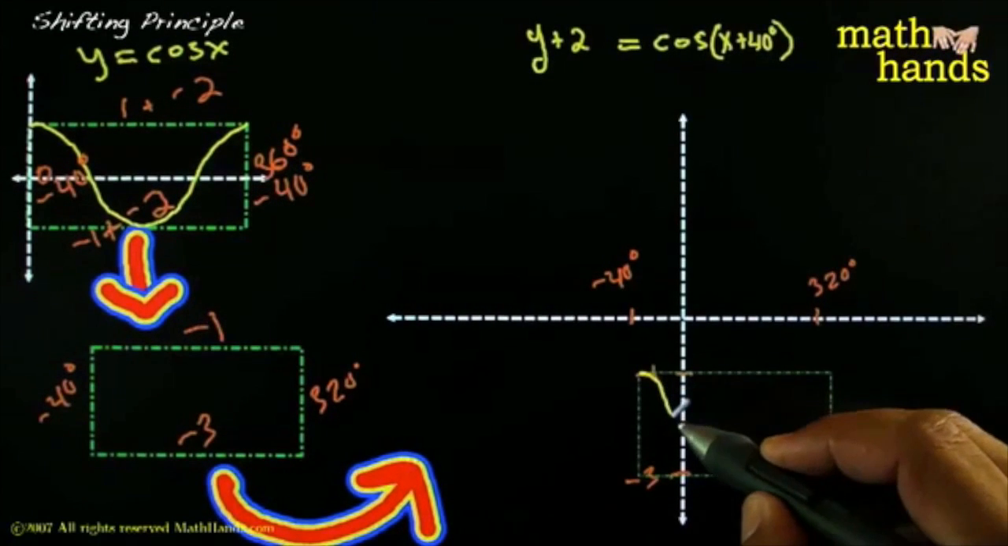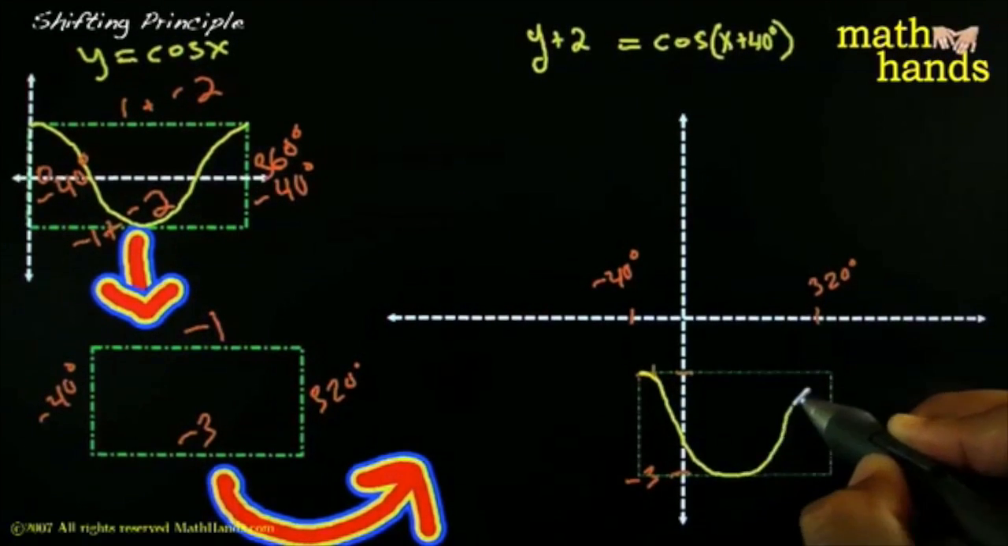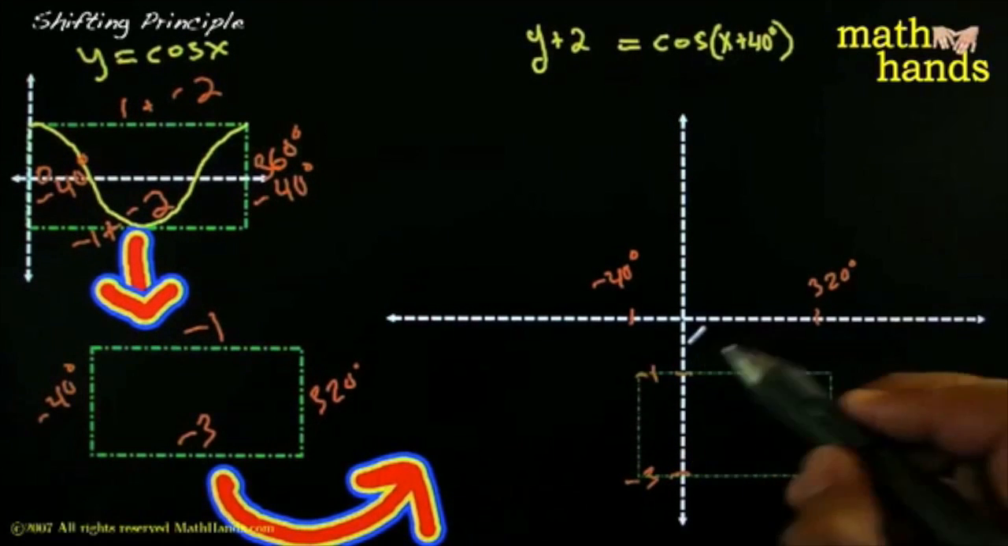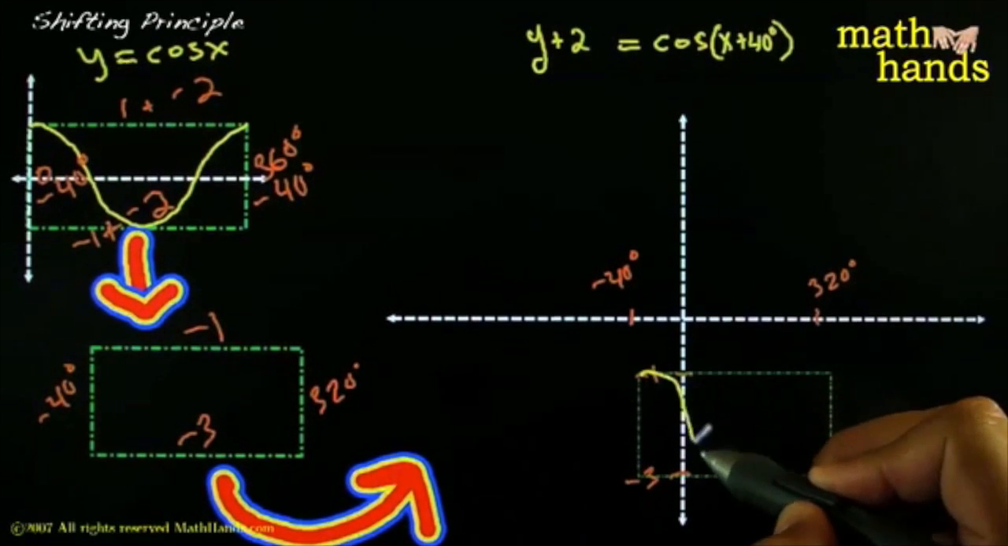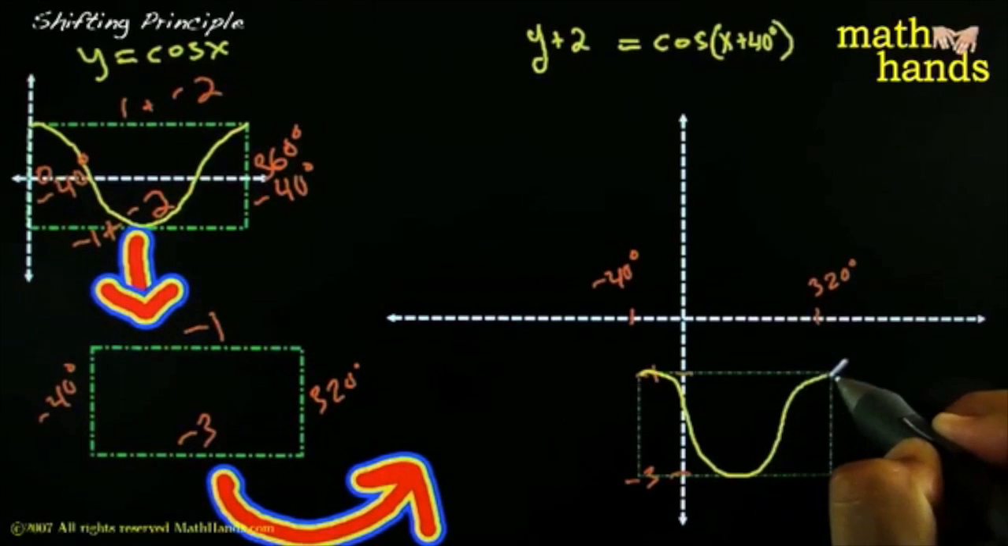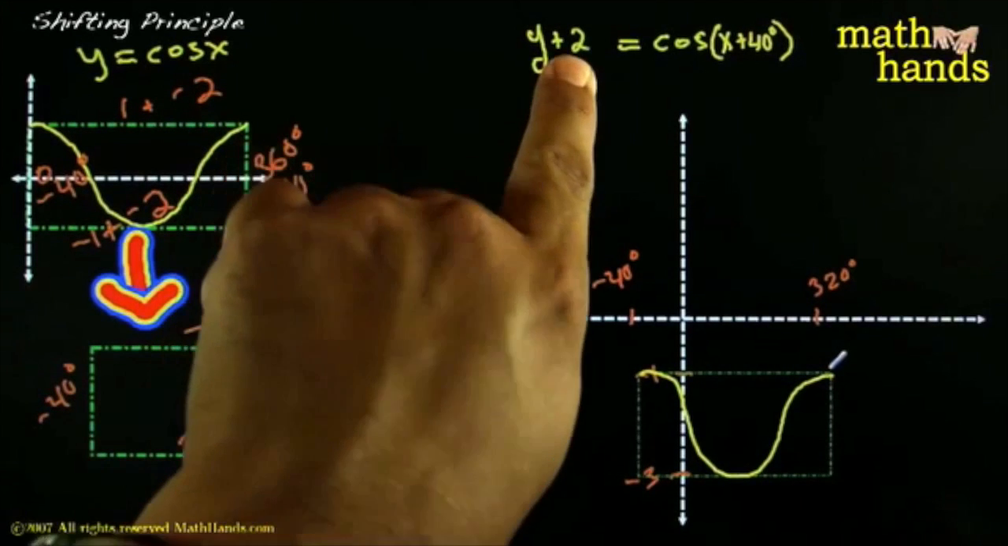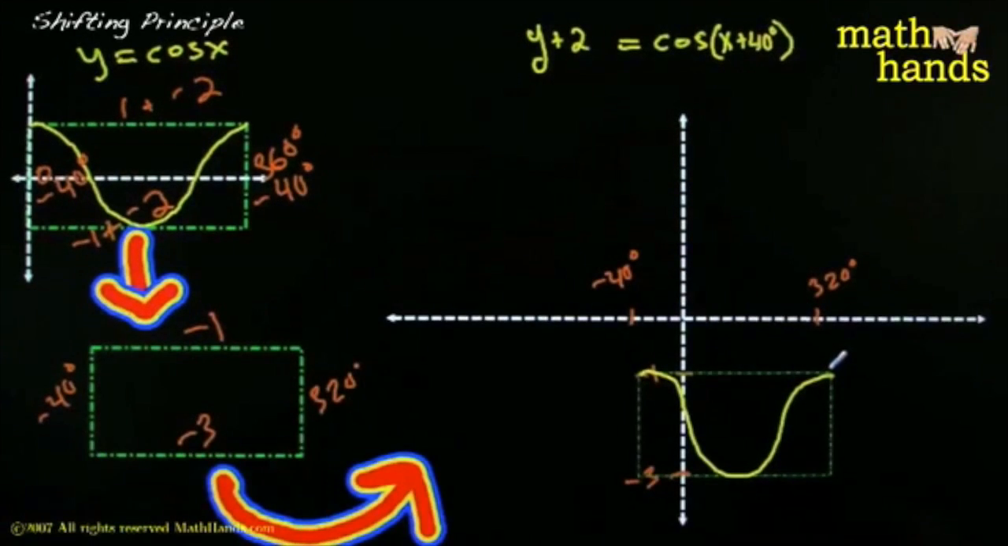Start here. Perfect. Not so perfect. Let me try again. That's not the kind of teacher I am. How about that? A little better. Okay, there you go. A shifted graph for you. Down 2 spots, left 40 degrees.